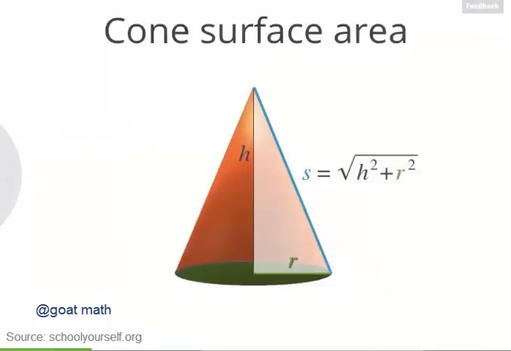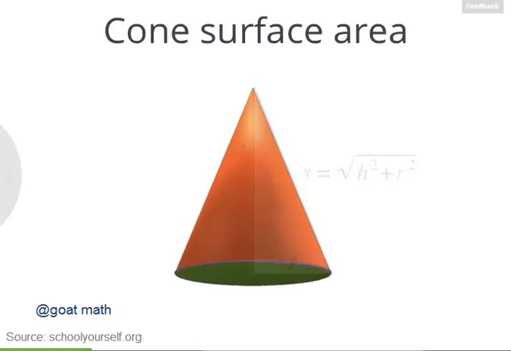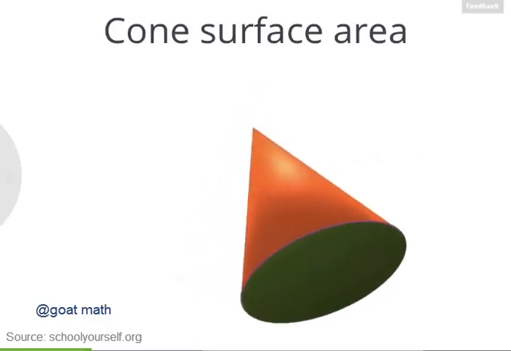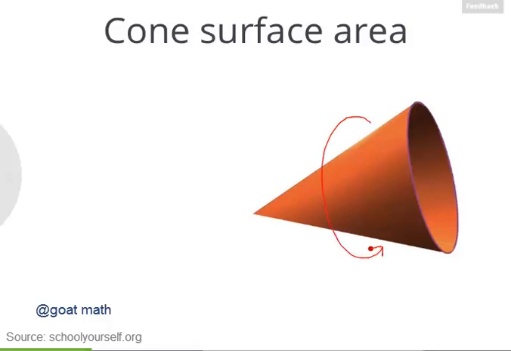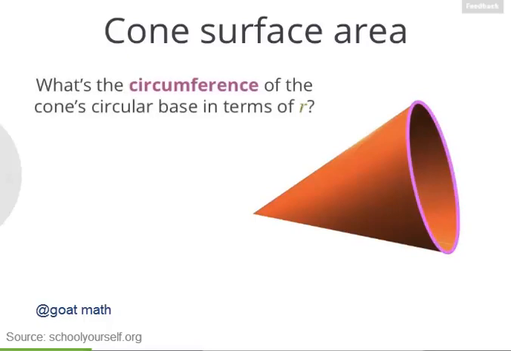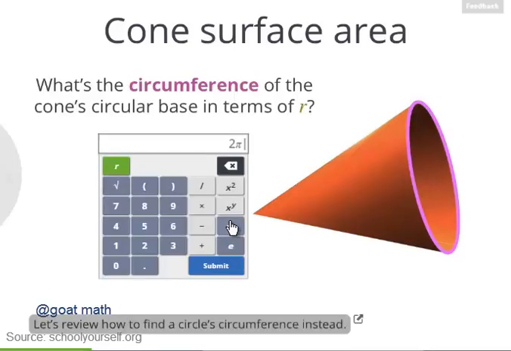Great! You're almost ready to find the area of this cone's lateral surface. We already know that the base has an area of pi r squared, so let's get rid of it for now, leaving us with the lateral surface. Next, we'll be unrolling the lateral surface, making it a flat shape whose area we can find. But before we do that, you should also calculate the circumference of the cone's circular base in terms of the radius r. We'll be needing this for the next step.